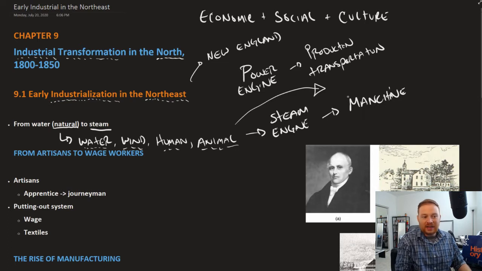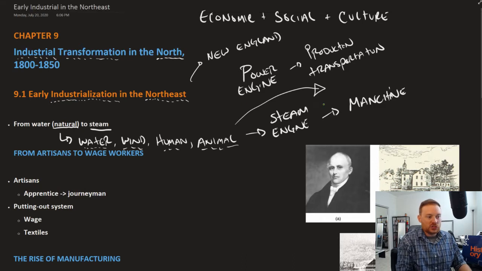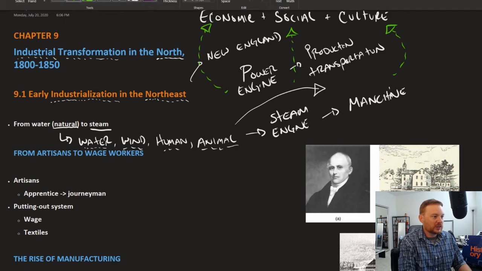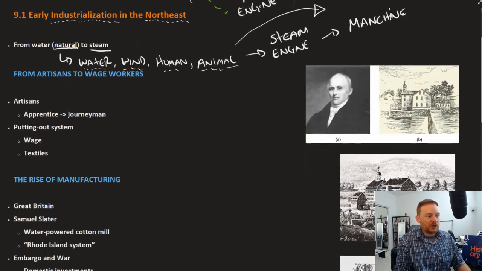Now that has an impact. We'll think about this change taking place. That has an impact on the economy, that has an impact on society, and that eventually has an impact on culture. So we'll go into more detail here about what that means. The first one: the way that people work.